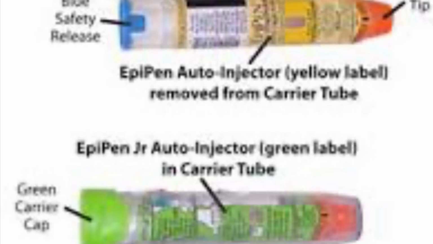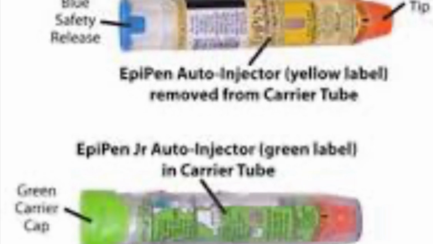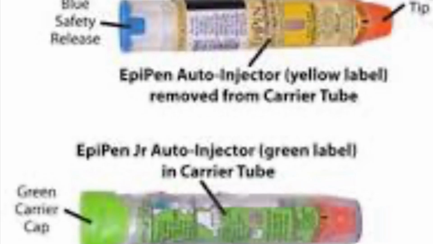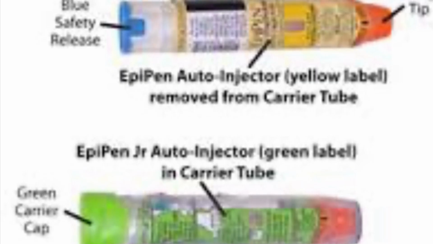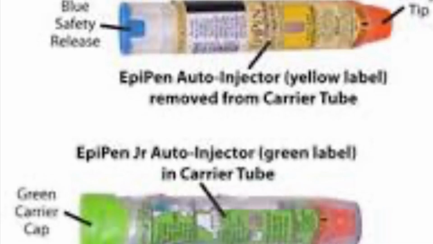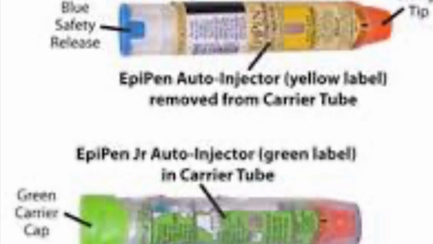Kaposi sarcoma is a cancer. It's typically seen in the oral cavity, so in the mucosa. It can be on the skin as well. They look like little purple bruises. So typically in the oral cavity, but can be on the skin. It just looks like a bruise, but it's actually a cancer.